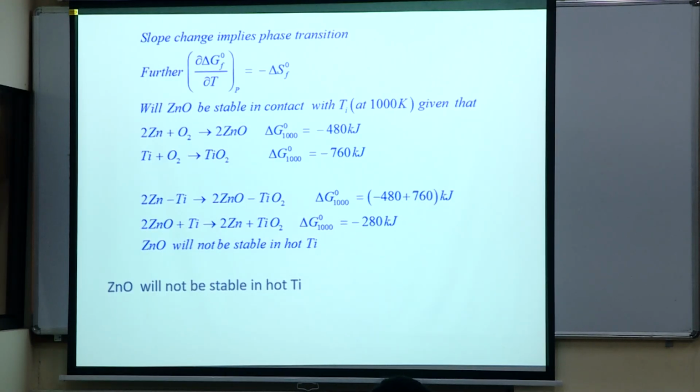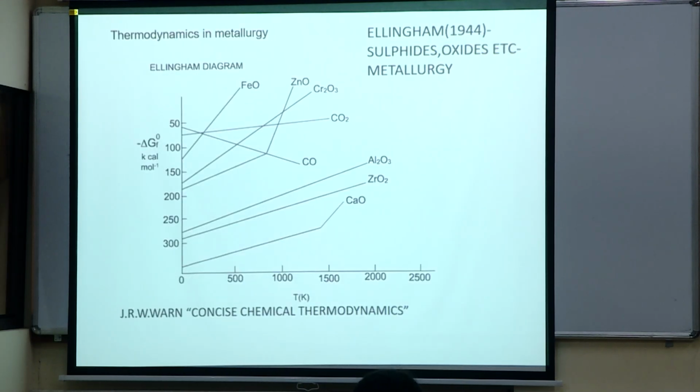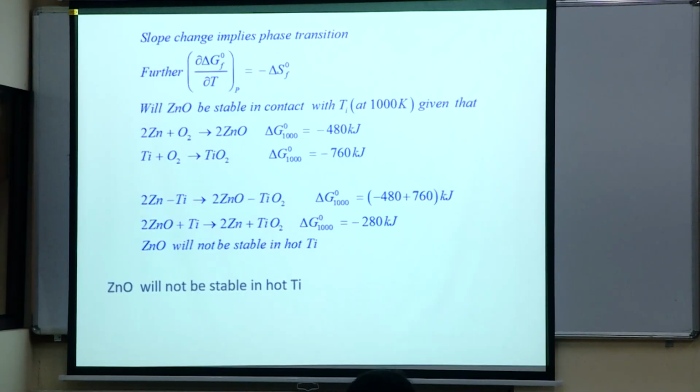Then you ask the question, sir, what are these sudden changes that come here? Sudden changes that come here are nothing but phase transitions, from one phase to another phase. That's why it is called the slope change, related to first order and second order phase transitions and so on.